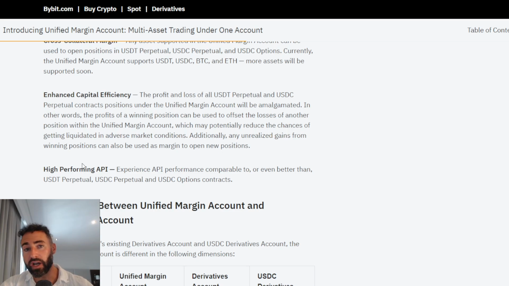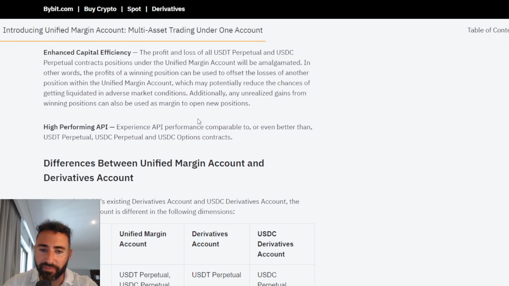Anyways, and then also their high performing API, which I think, if you're trading cryptos, ByBit's API is the best one, and it's also open as well. Okay, all right, and it actually works even better with this as well, according to them, which is good.